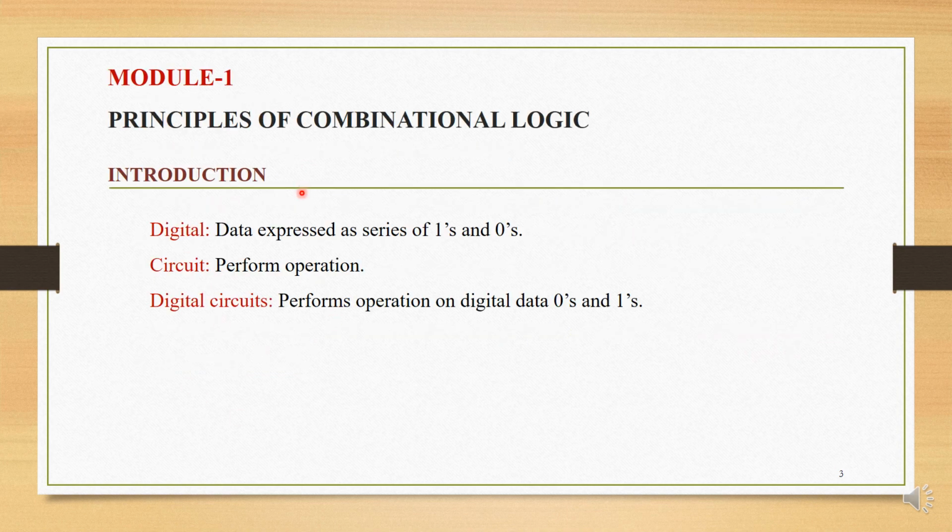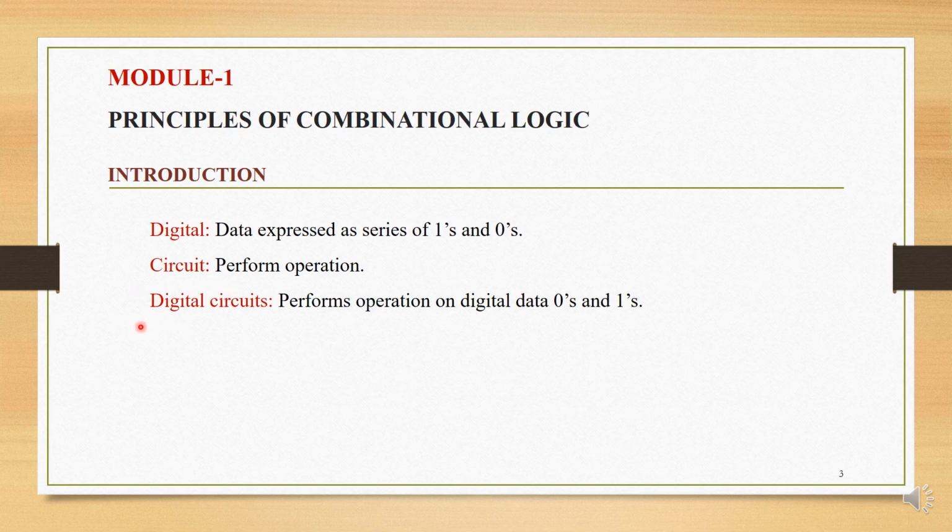To begin with the introduction of principles of combinational logic circuit, we start to understand what digital circuits are. The word digital means data expressed as a series of ones and zeros. So all the information will be represented in terms of ones and zeros in series. That is what we call digital.